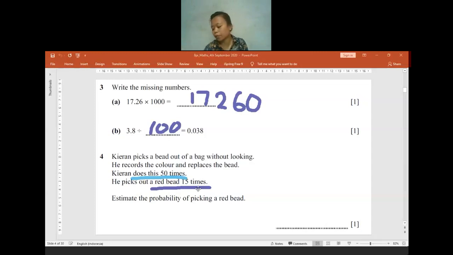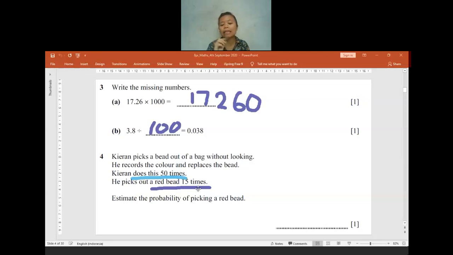Whenever he takes a bead from the bag, he checks what color it is. Oh, is it blue? I write blue. And after I take it, I put it back in the bag. I do it again for the second time. I take the bead. Oh, this is red. I will write red, and then I put it back into the bag and so on, until 50 times, because Kiran does this 50 times. After 50 times, he checks and he gets the red bead 15 times.